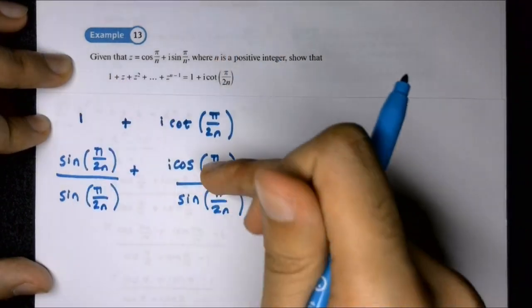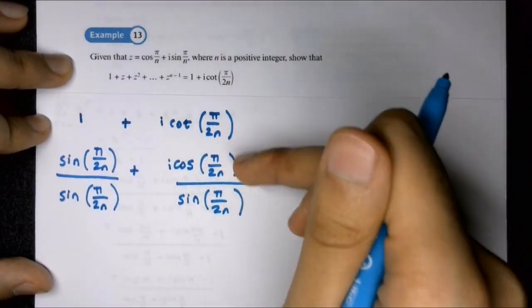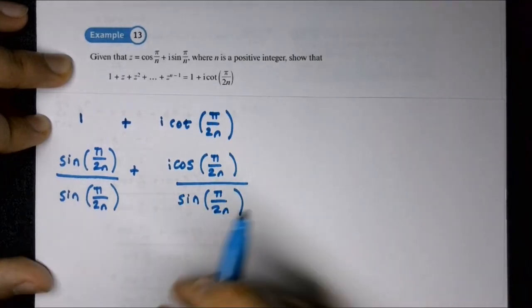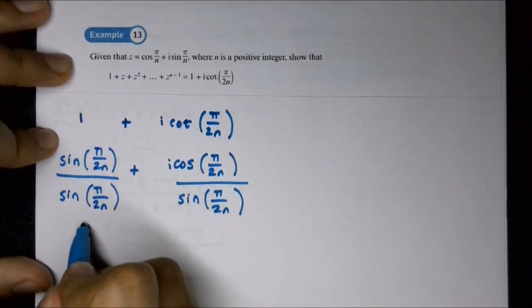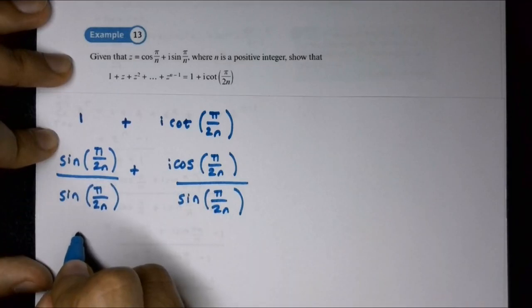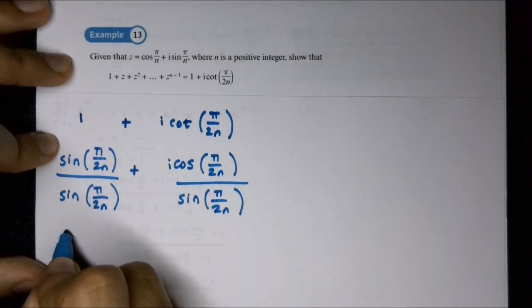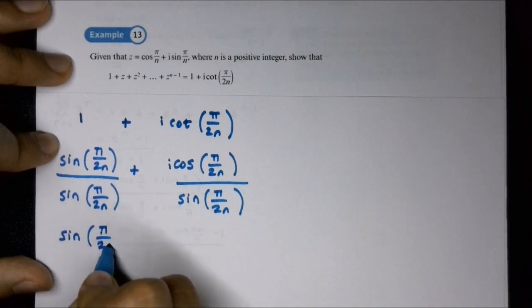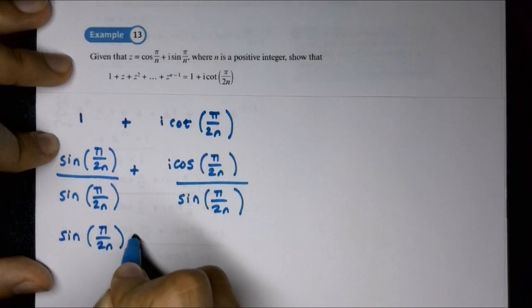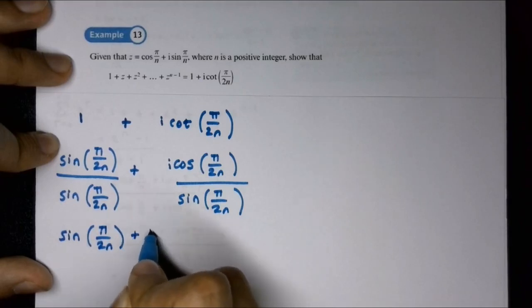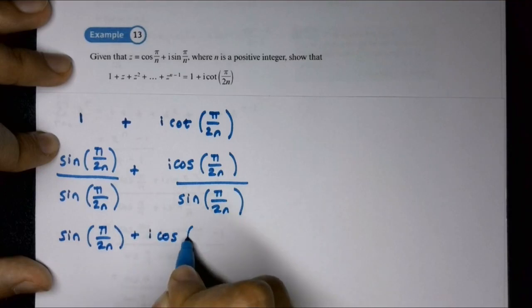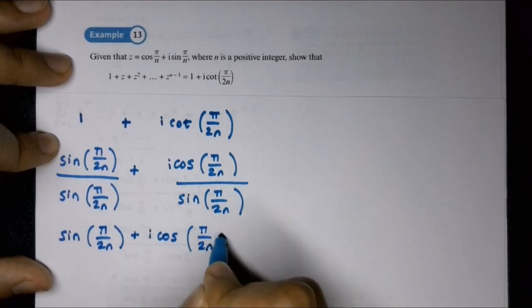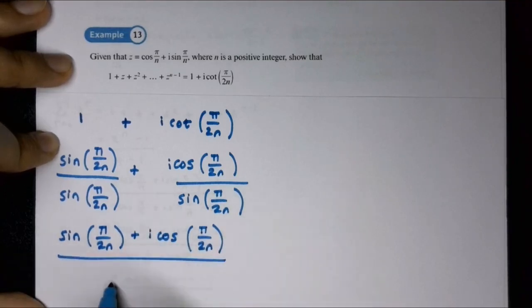This is the same as 1. This is the same as i cot of pi over 2n. We've got the same denominator, so perhaps we can simplify all of this by combining these fractions. We have the sine of pi over 2n plus i cos of pi over 2n, and on the bottom we've got the sine of pi over 2n.